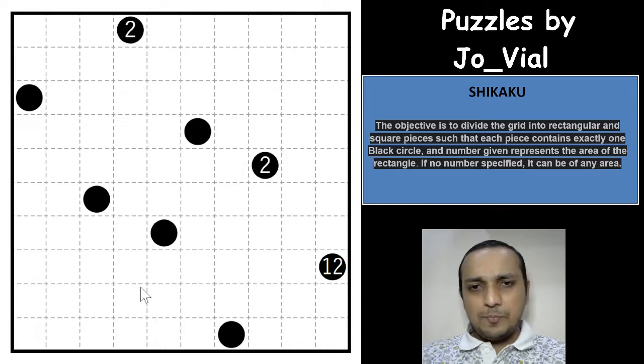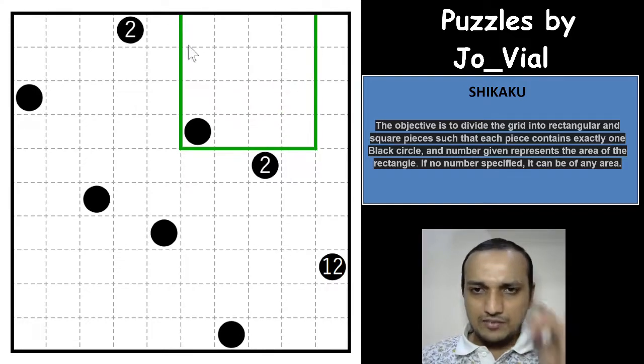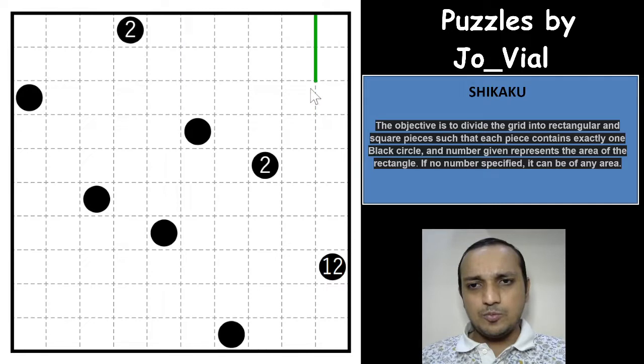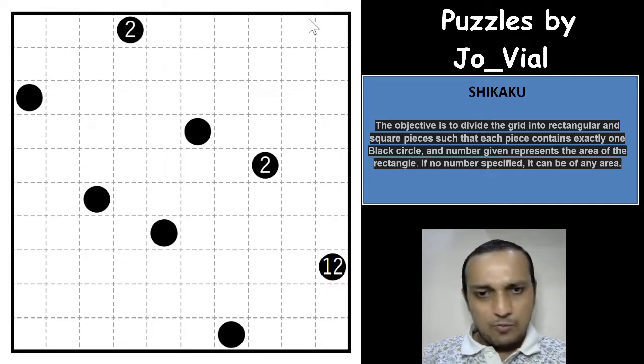So very simple rules. You have to divide the grid into rectangles or squares on the edges, I mean to say on the dotted lines. Every rectangle or square will have only one black circle. All the white cells have to be used by either the rectangles or the squares, and each rectangle or square will have one black circle.